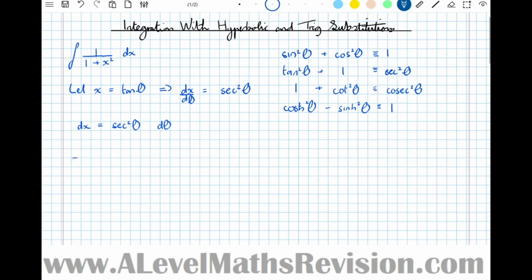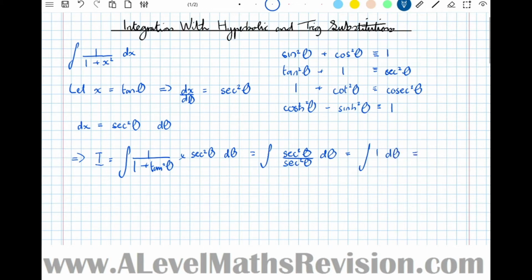So now we get the integral I equals, okay, so it's the integral over 1 plus, not x squared anymore because we've let x equal tan theta, tan squared theta. And we know that dx is sec squared theta d theta. Equals the integral, well, notice from our trig identities, 1 plus tan squared theta is sec squared theta. So on the numerator, we get sec squared theta. On the denominator, we get sec squared theta, with respect to theta, equals the integral of 1 d theta equals theta plus c. So we can see that by combining these two terms on the denominator using a trig substitution, by combining them into 1, we end up with a much easier integral to perform. So we end up with theta plus c.